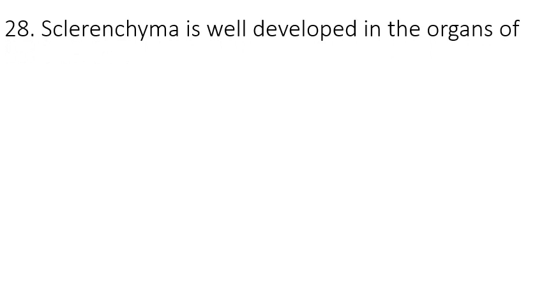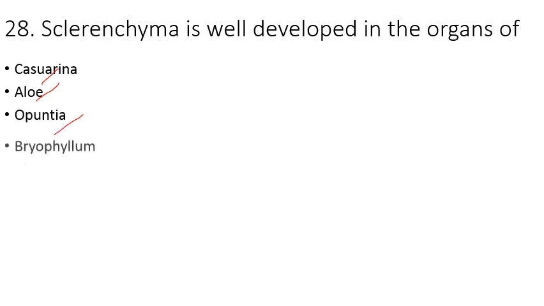The next question is sclerenchyma is well developed in the organ of. Our options are Casuarina, aloe vera, Opuntia, or Bryophyllum. So among these, all plants are xerophytic plants. This one is non-succulent xerophyte, and these three are the succulent xerophyte.